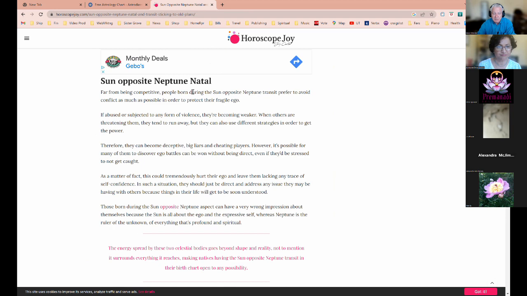Far from being competitive, people born during the Sun opposite Neptune transit prefer to avoid conflict as much as possible in order to protect their fragile ego. If abused or subjected to any form of violence, they become weaker. Remember, they're Pisces. They're not aggressive at all. When others are threatening them, they tend to run away, but they also use different strategies in order to get the power. Now, little Johnny here is a Cancer, and a Cancer is going to move away from conflict by crabbing like a crab under a stone, under a rock, and avoid conflict. Therefore, they can become deceptive. They can become big liars and cheating players.